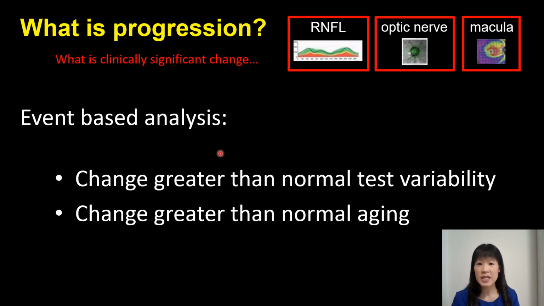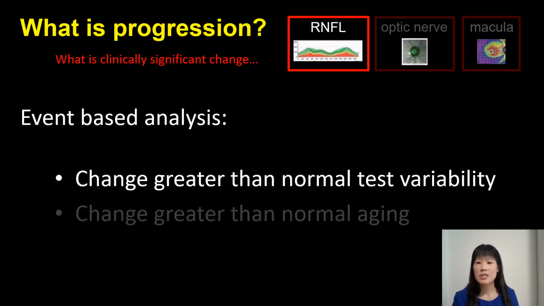Well, a significant change is a change that's greater than normal test variability or normal test noise, and a change that's greater than normal aging change. For example, our nerve fiber layer thins with aging, but that's not glaucoma. Glaucoma is thinning of the nerve fiber layer that's greater than normal aging change. So to determine this as a physician, we need to know, what is the normal noise for each of these three regions of interest? And what is normal aging change?